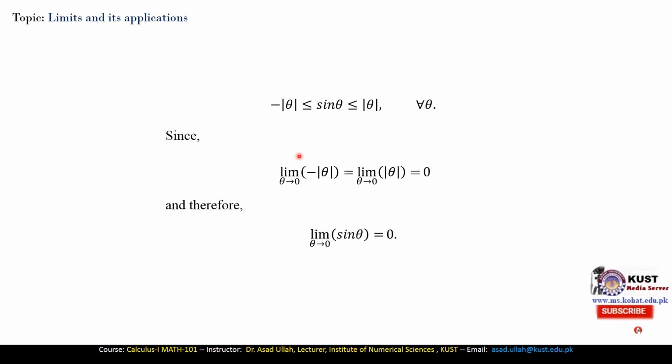Now, since the limit of minus absolute of theta and the limit of absolute of theta is equal to 0 as theta tends to 0, the limit of this function is 0, and the limit of this function as theta tends to 0 is also equal to 0. Now, applying the sandwich theorem, the limit of this function sine theta will also be equal to 0, because the limit of this function and the limit of this function is equal to 0.